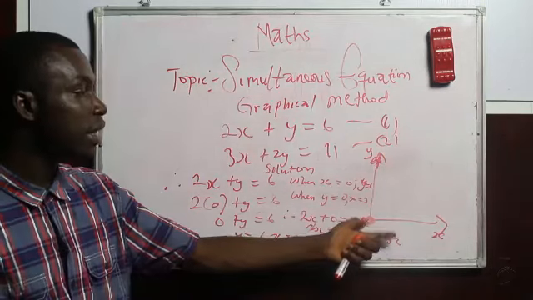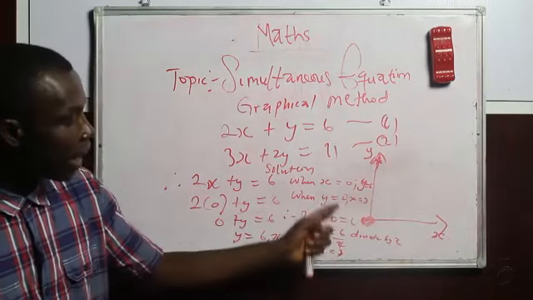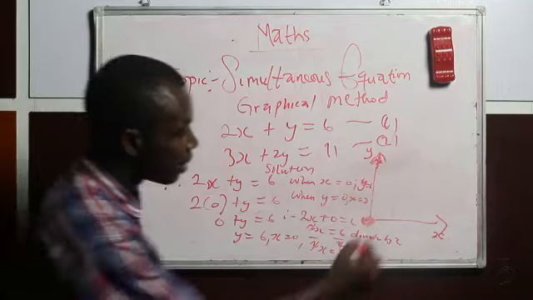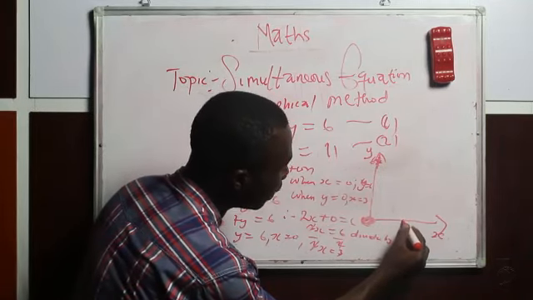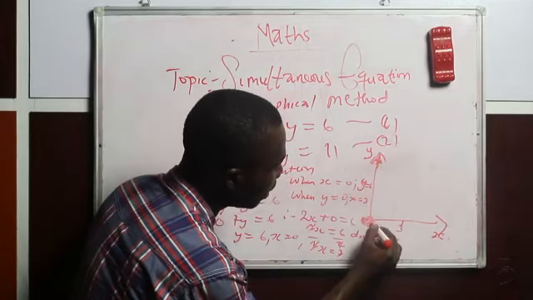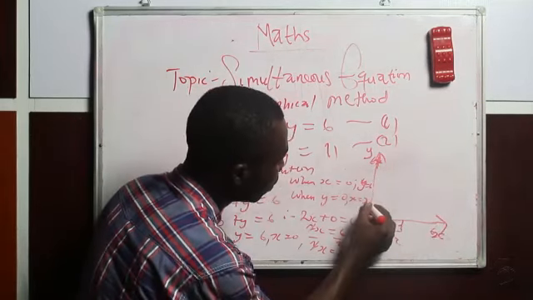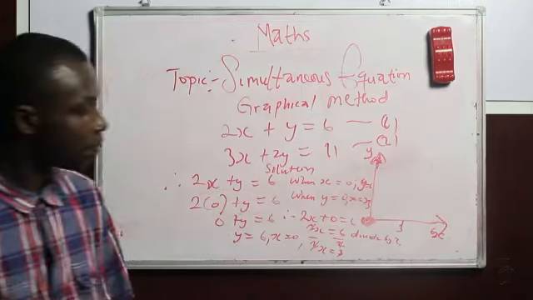And our x is equal to 0. When y equal to 0, what is our x? This is our x equal to 3. This is 3 here. This is 0. This is 3 here. This is also 3 here.